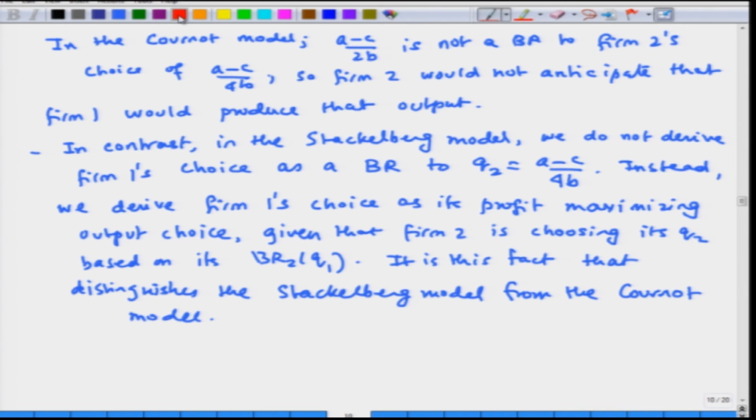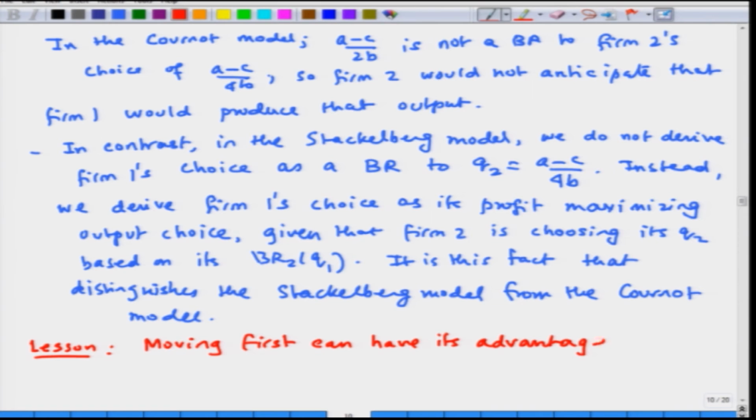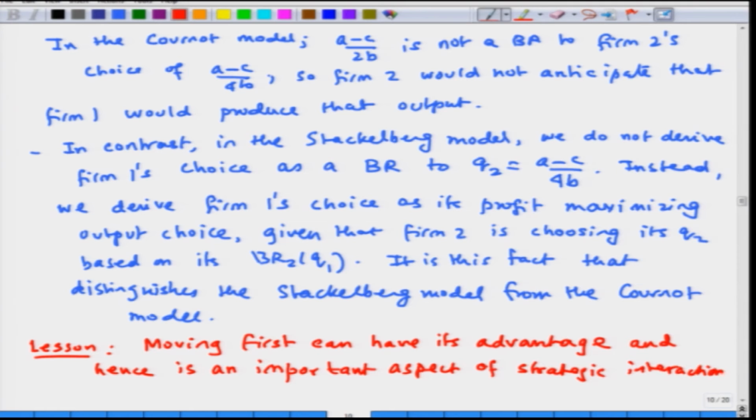So, to summarize, a big lesson that comes out from the Stackelberg model is that moving first can have its advantage. Firm 1, which is the leader, moves first, earns a larger profit, and hence this is an important aspect of strategic interaction, right. So, that is a main takeaway from the Stackelberg model, right. Firm 1 benefits from being the first mover, firm 1's profit is larger than the profit that firm 2 gets. So, when firms are choosing quantities and the moves are sequential, a firm may benefit from being the first mover. Okay.